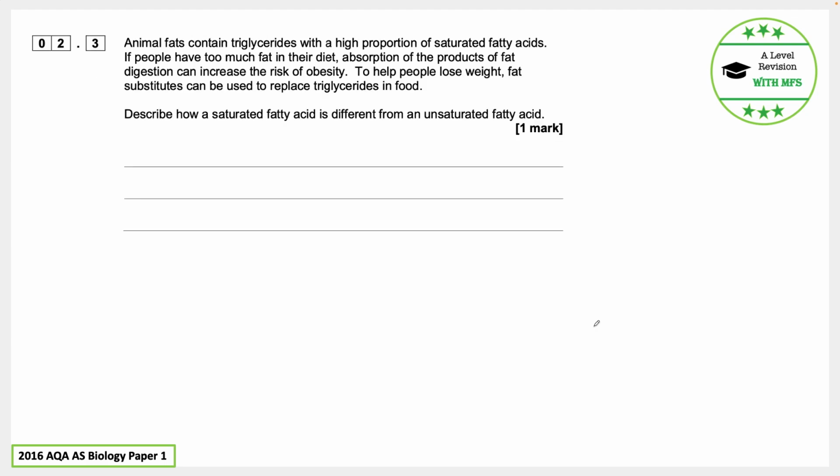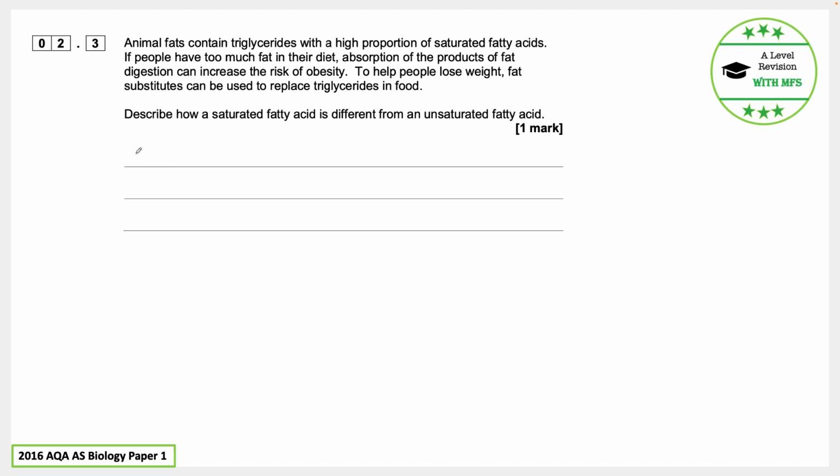If we move on to our next question, animal fats contain triglycerides with a high proportion of saturated fatty acids. If people have too much fat in their diet, absorption of the products of fat digestion can increase the risk of obesity. To help people lose weight, fat substitutes can be used to replace triglycerides in foods. Describe how a saturated fatty acid is different from an unsaturated fatty acid. Again, this should be a nice recall question and it's an easy 1 mark to get.